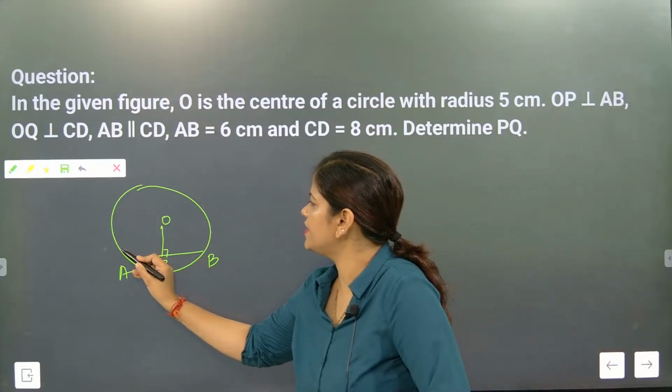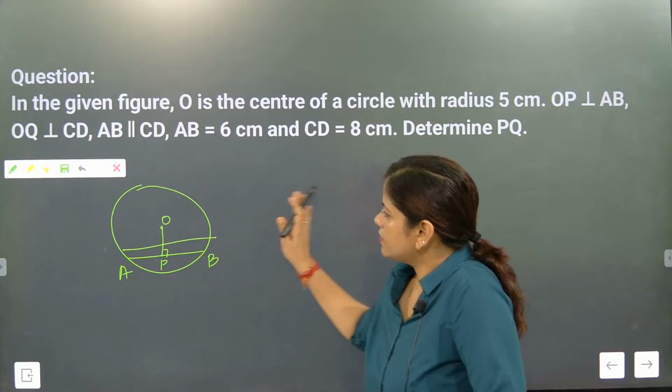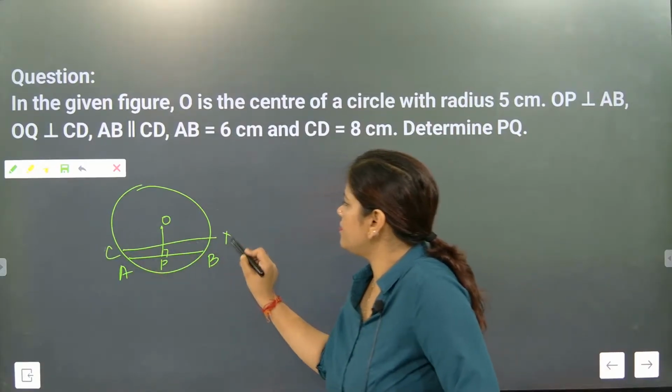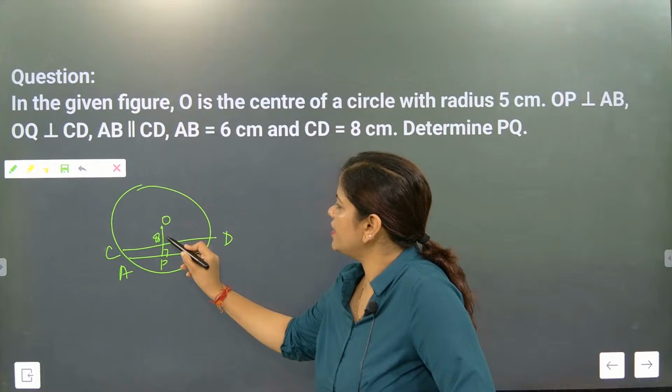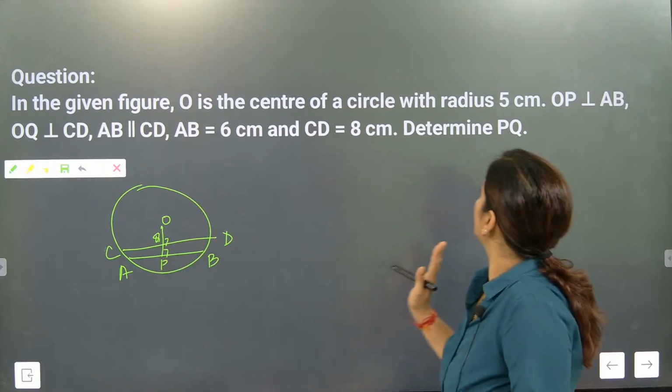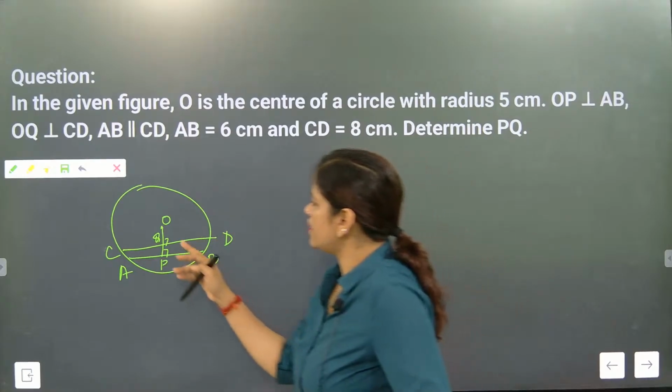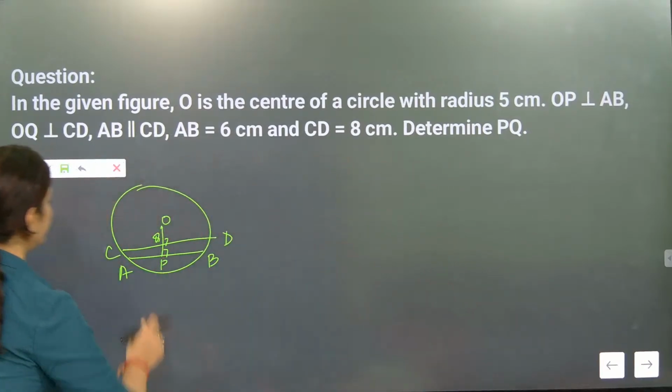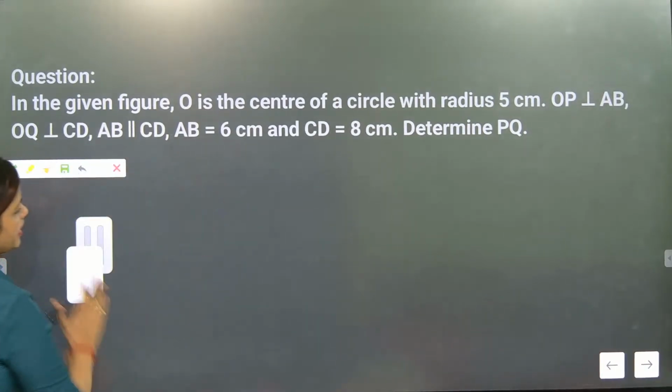That means CD will be here, and Q will be here. This will also become perpendicular. AB is parallel to CD. Determine PQ, so we have to find PQ. Understood? Wait, I'll draw it nicely, I was just drawing roughly.